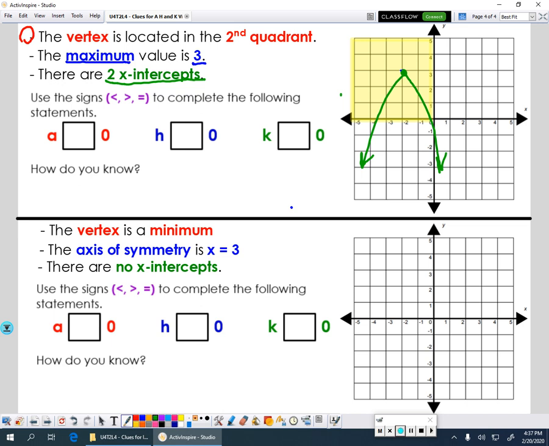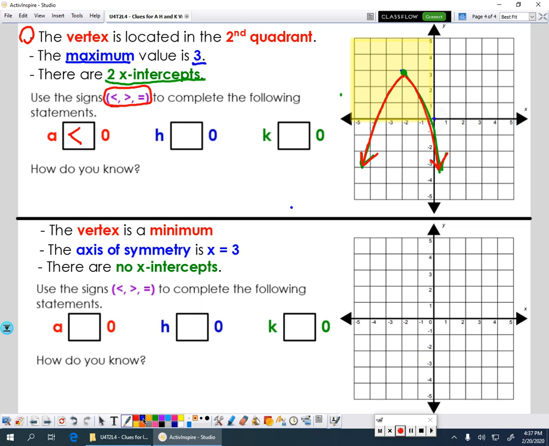Now that we have a sketch to look at, we're going to answer these questions. A is greater than, less than, or equal to 0. So we have to look at our parabola and I say, okay, my parabola opens facing down. If my parabola opens facing down, that means my A value has to be negative. And if it's negative, that means A is less than 0. And now I'm going to do the same thing. I'm going to look at my H value and figure out, is it greater than, less than, or equal to 0?